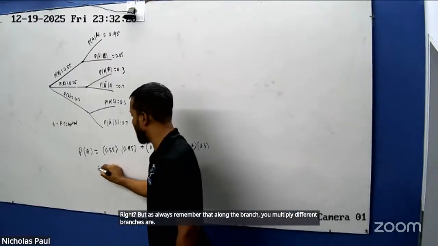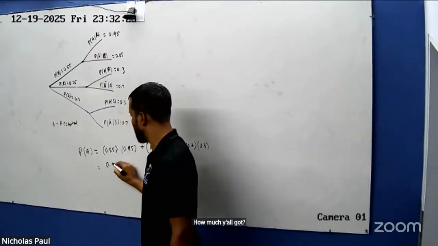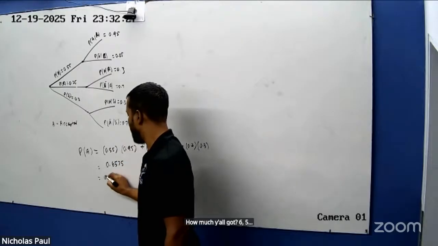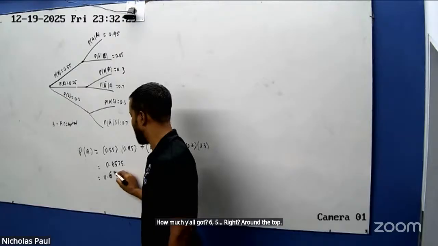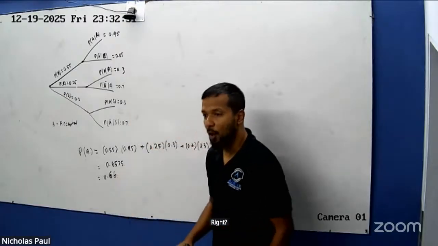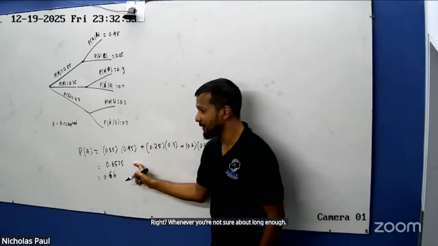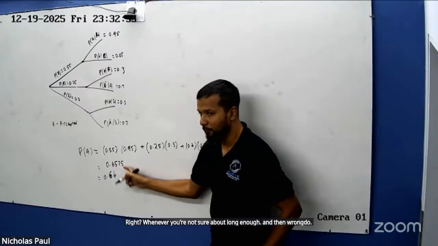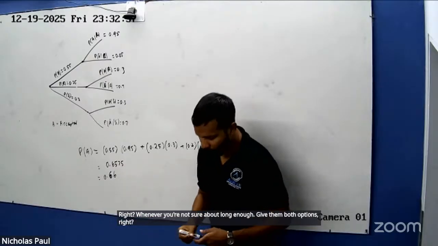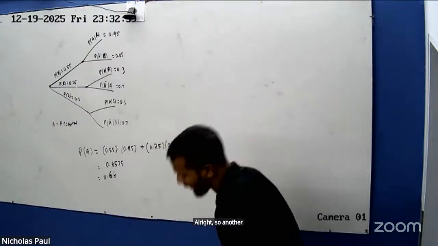How much did you all get? 0.65. Right? Rounded off, 0.6. Whenever you're not sure about rounding off, write the exact answer and then round off. Give them both options. All right, so I just wanted to go over that there.